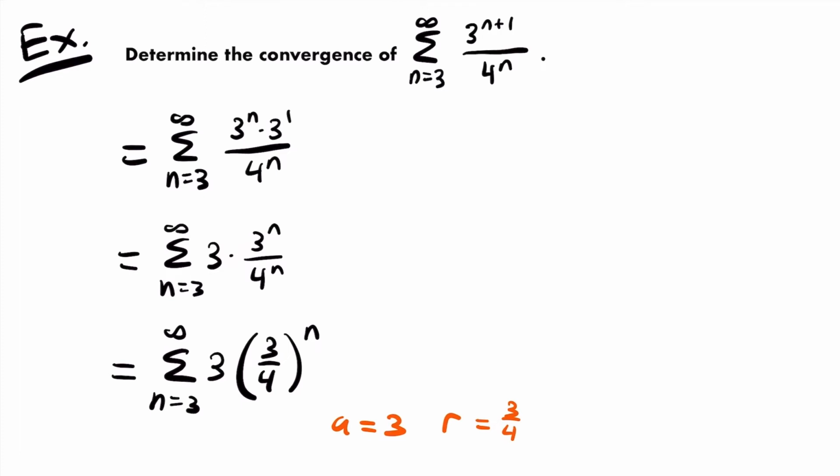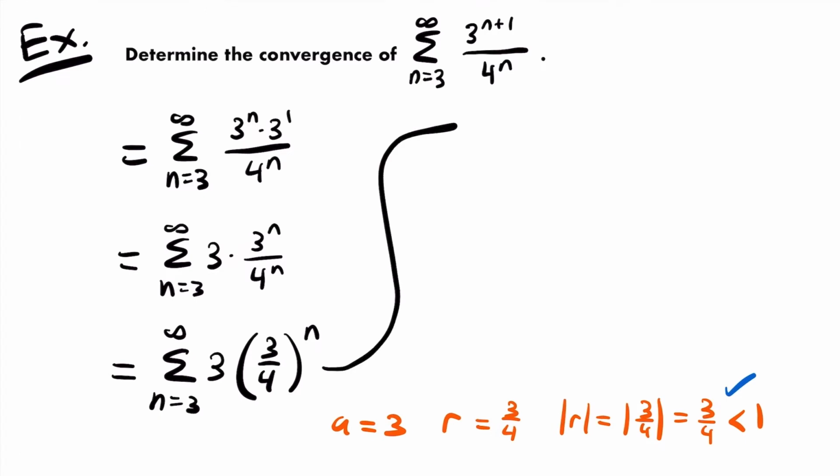Now if we look at the absolute value of r, the absolute value of r will be equal to the absolute value of 3/4, and that's just equal to 3/4, and that is less than 1, which means that our geometric series is going to converge. Normally, when we know that our geometric series is going to converge, we would say that it's equal to a divided by 1 minus r. However, that's only the case when your geometric series starts at n equals 0. In this case, our series starts at n equals 3, which is not 0, and so we have to make an adjustment to our calculation.